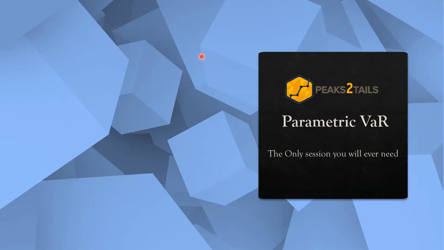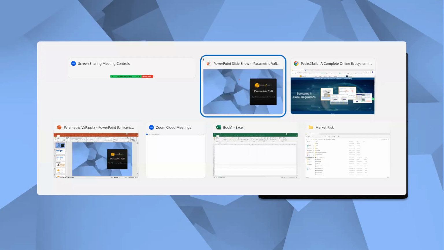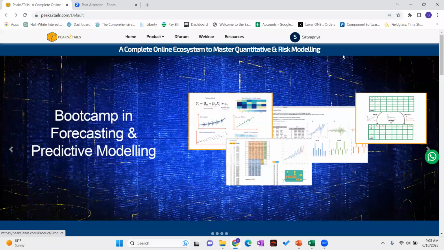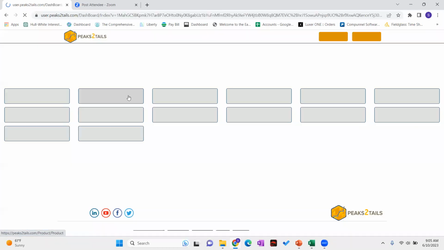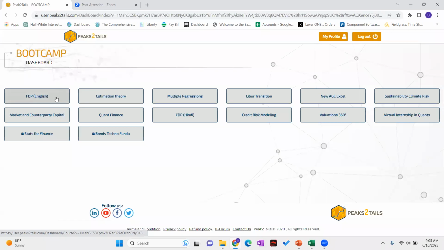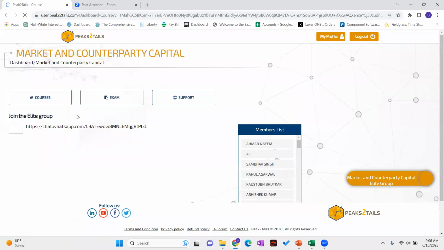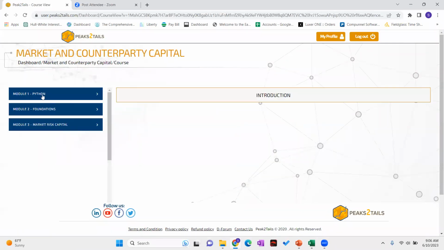So in Peaks to Tails, I have taught several topics. Actually, let me take you to the portal. So I have taught a bootcamp in quant finance, and then machine learning for finance. There are a few more lectures remaining there. So if you see quant finance, this is a complete course, and FDP, finance data professional, which is essentially machine learning for finance. And then the one that is currently ongoing is market risk and counterparty credit risk. So in market risk and counterparty credit risk, I just completed the Python primer.